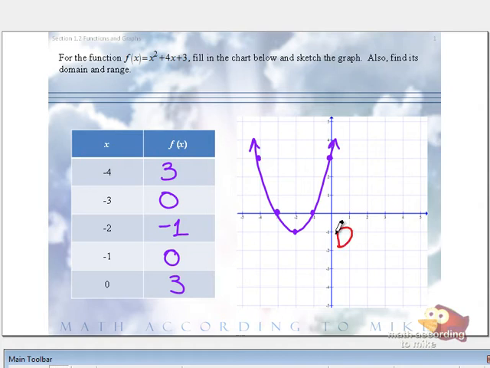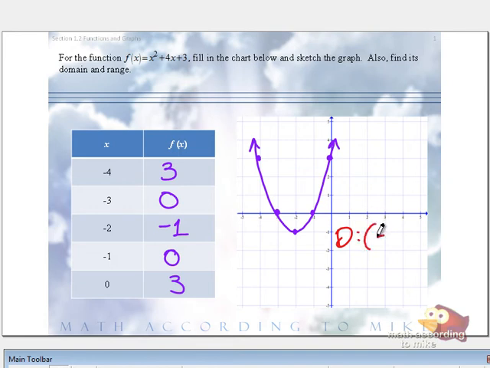Domain are the values for the independent variable, which in our case is x. When looking at a graph, you want to concern yourself with how far left to how far right the graph goes, because that's the x values. How far left does the graph go? Negative infinity. This arrowhead says not only is it going up, it's also going left. It's going faster up than it is left, but it's still going to head left. How far left? All the way.